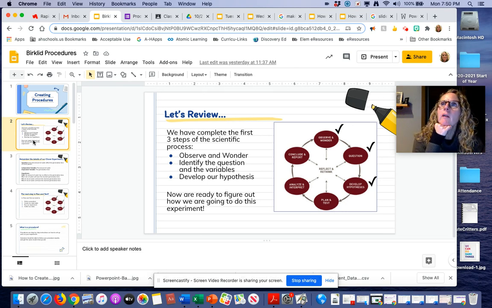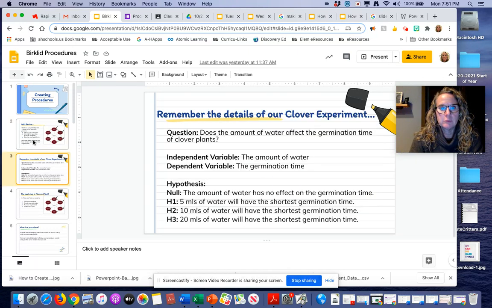So our null hypothesis is that the amount of water will not affect the germination time of clover. And then our H1, H2, and H3 are about how 5 milliliters, 10 milliliters, and 20 milliliters of water are going to make the roots or the germination time shorter, I believe is what we agreed on. So now we're ready to figure out how we're going to do this experiment. So what are the steps we need to do in order to do the procedure?